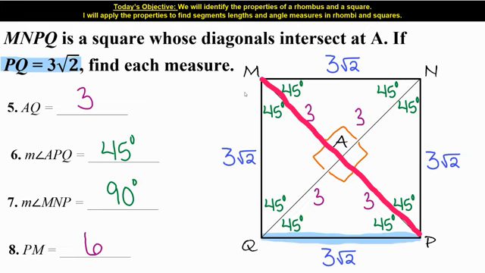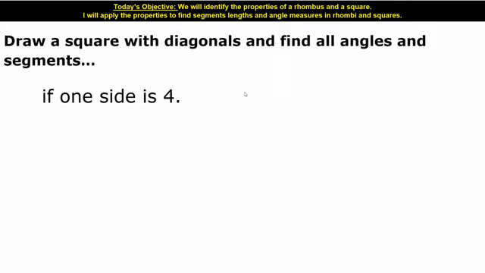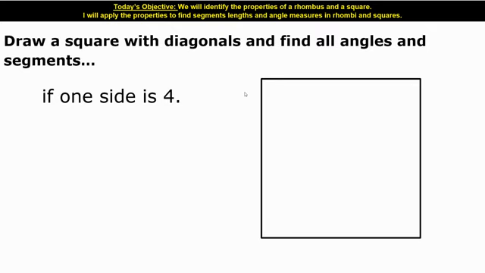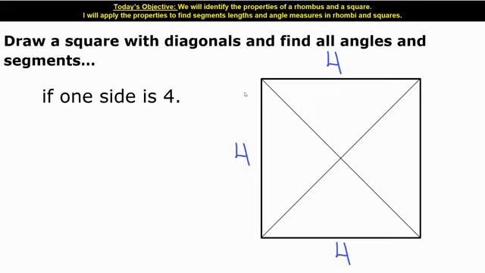Let's look at the next example. We're going to draw a square with diagonals and find all the angles and all the segments if one side is 4. So here is my square. We're going to draw in the diagonals. And I know one side is 4. You could label any of the sides. If it's a square, that means it's a rhombus, so all my sides are 4. If it's a rhombus, that also means my intersection at the center is perpendicular. Knowing it's a rectangle, my corners are 90 degrees, and it's a rhombus, so those 90 degrees have been divided into 45 and 45.